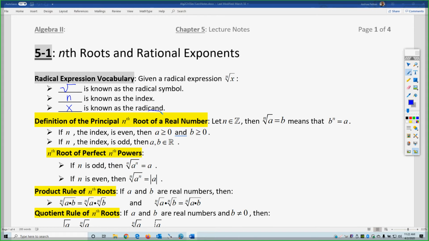The thing to keep in mind is that the definition of a principal nth root has to do with odds and evens. If it's an odd root, you're good to go, because you can put anything you want inside and get pretty much any answer outside. However, if the index n is even, you cannot do negatives. You cannot do negatives. That's not going to work out.